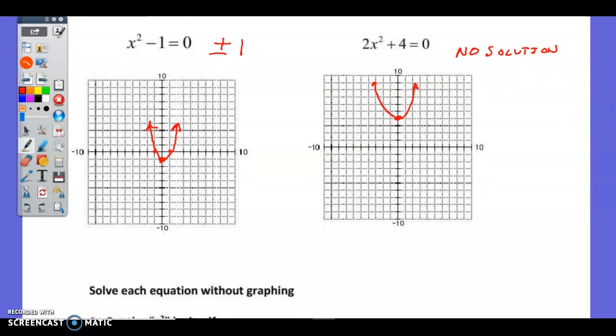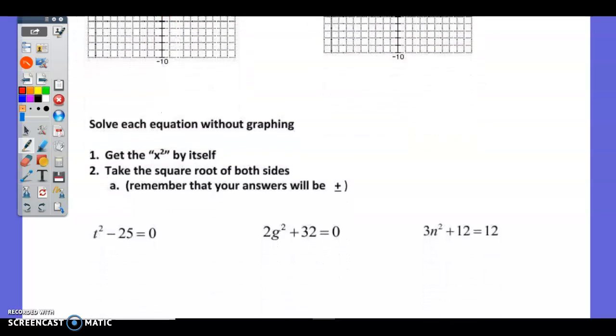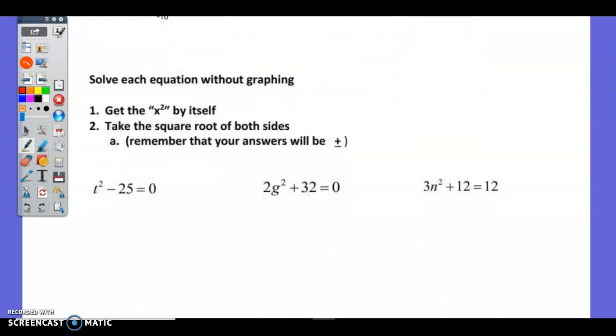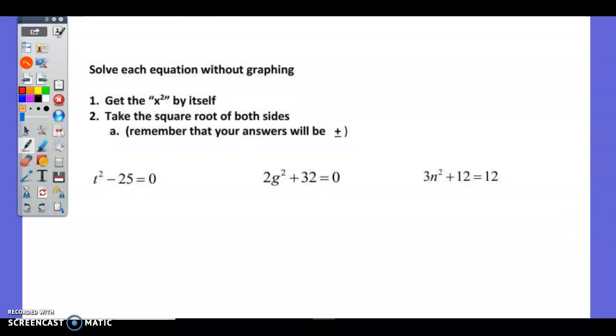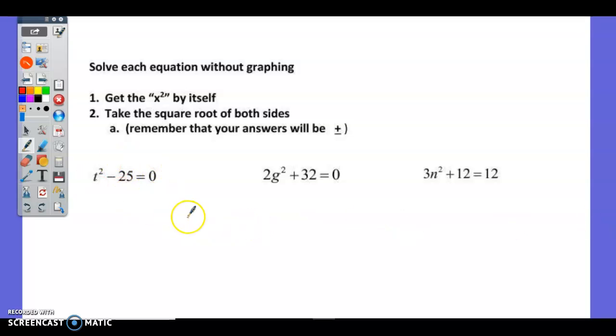Now, we talked about solving problems by square roots, which we did in a previous section, so that's basically the exact same way that we're going to do this. So we need to get the equation by itself, and we're going to just solve these algebraically to figure out what the solutions are to all of these quadratic equations.